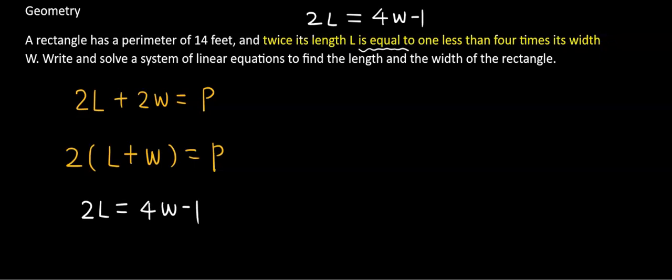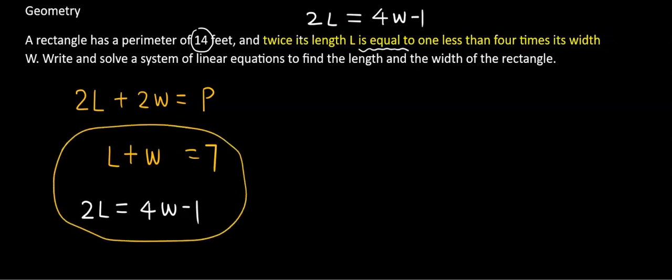And then we're also given the perimeter is 14, which means we can put 14 here. Also, we can divide by 2 on each side and make this even simpler for us. So we have L plus W equals 7. All right, let's see what we have. We have these two simple, good-looking equations. We can use substitution. Of course, we can also use elimination, whichever method you pick. I'm going to try substitution this time.